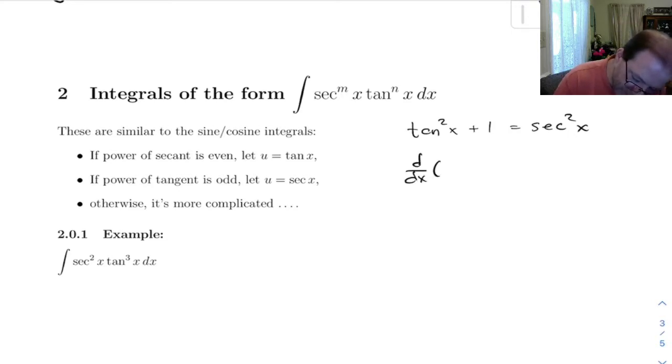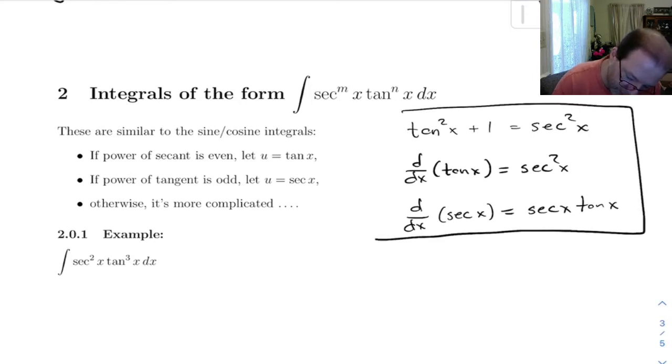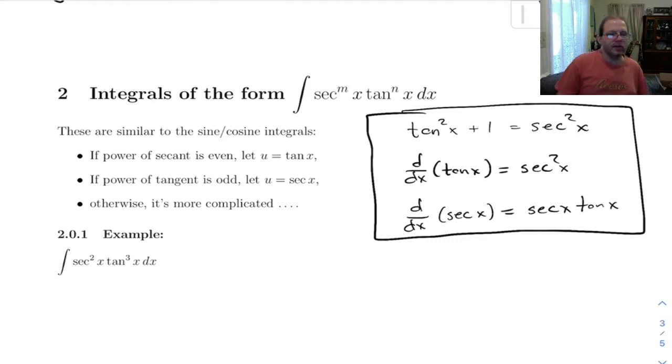The derivative of tan is secant squared, and the derivative of secant is secant tangent. So these things will come in handy. All right, let's look at this first example. Or actually, before we do the example, let's look at the rules over here.